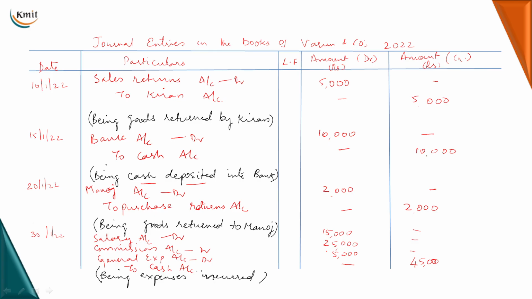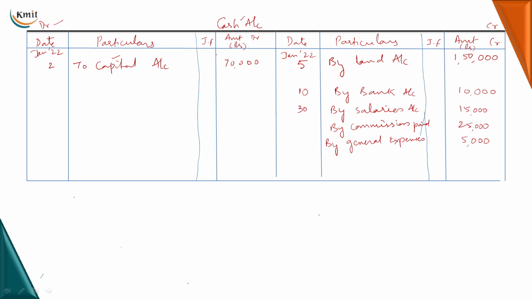Right? This is how all the other entries also will be entered into their respective ledger accounts. Now we'll move on to the method or the procedure for how to balance the accounts here. Now beginning with the first one, here, the cash account.